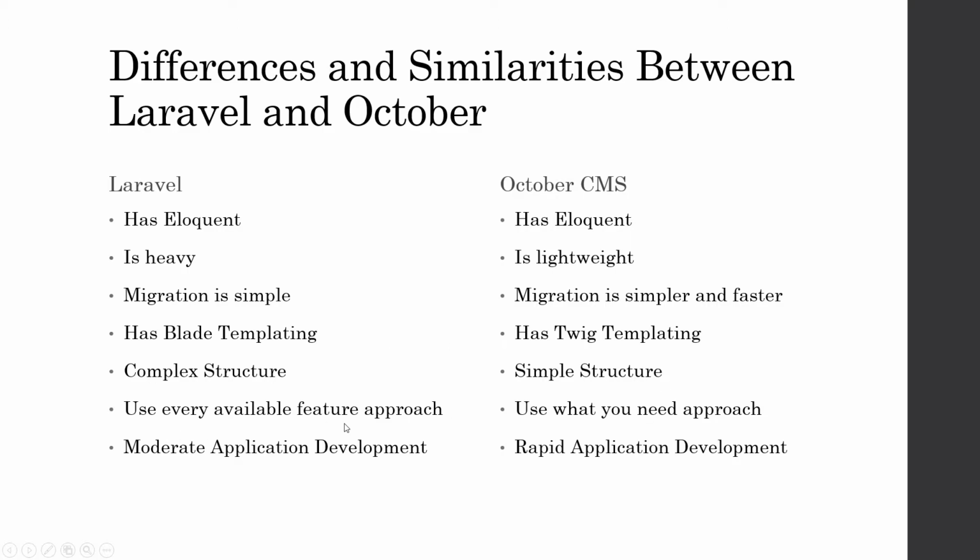Laravel uses the use-every-available-feature approach. October CMS uses the use-what-you-need approach. That has to do with the files as well. You are given everything from the get-go in Laravel. In October CMS, you are given what you need from the get-go. You can get everything if you put everything in there yourself.